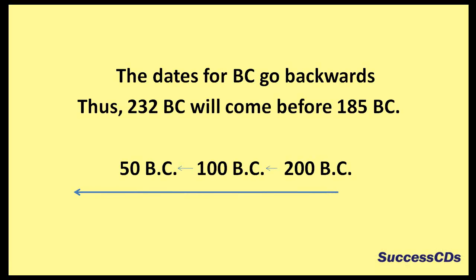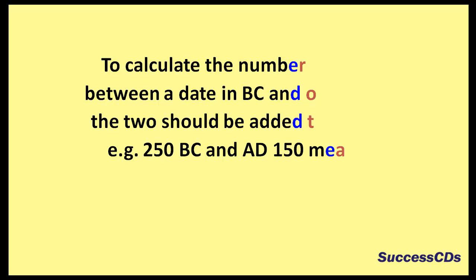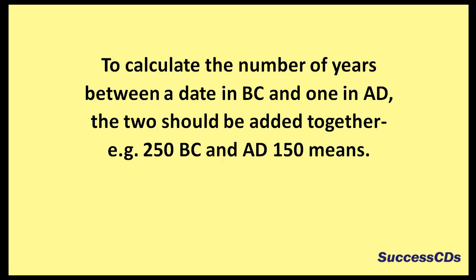The dates for BC go backwards. Thus, 232 BC will come before 185 BC. To calculate the number of years between a date in BC and one in AD, the two should be added together. Example, 250 BC and AD 150 means 400 years.